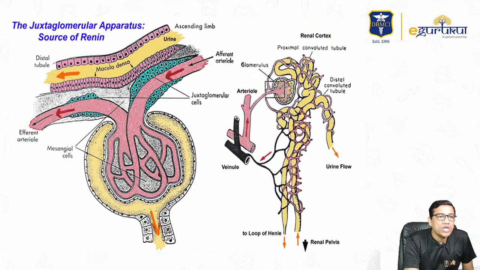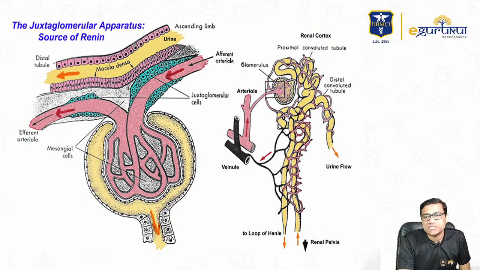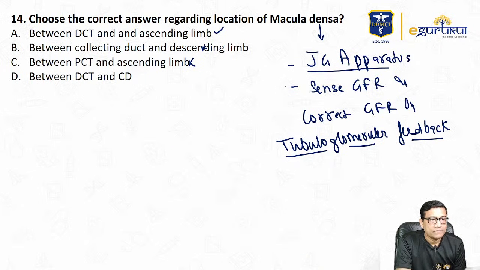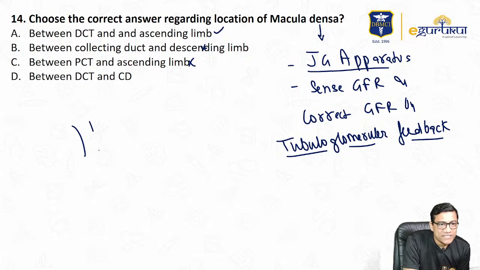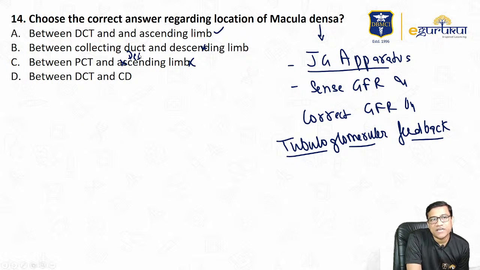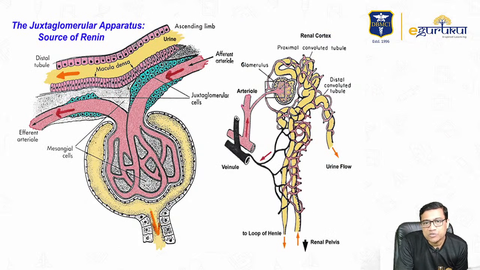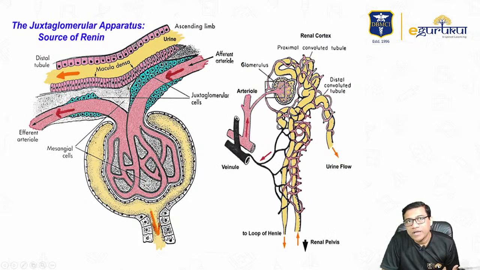Look at the diagram. So this is the diagram. You can see this is the glomerulus. Okay. See, PCT, I'll just show you now. See, PCT is connected to the descending loop of Henle, not ascending. PCT connects to descending. You can see this now. So PCT connects to the descending loop and then comes ascending, then DCT. So anatomically also it is wrong.